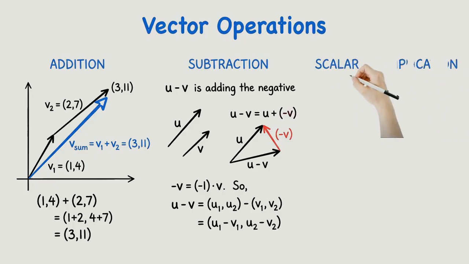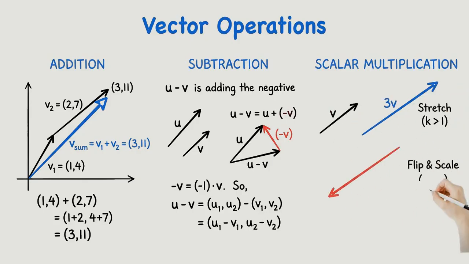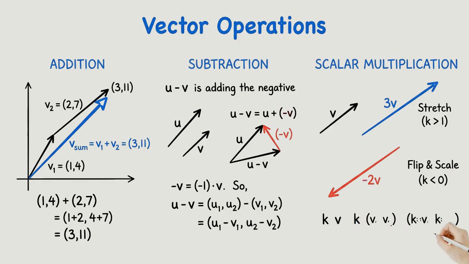Scalar multiplication stretches or shrinks a vector. If v is 2, 5, then 3 times v is 6, 15. The direction stays the same and the length triples. If you multiply by a negative number, the vector also flips direction. Negative 2 times 2, 5 gives negative 4, negative 10.